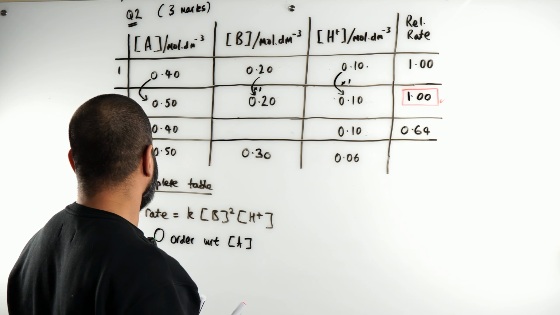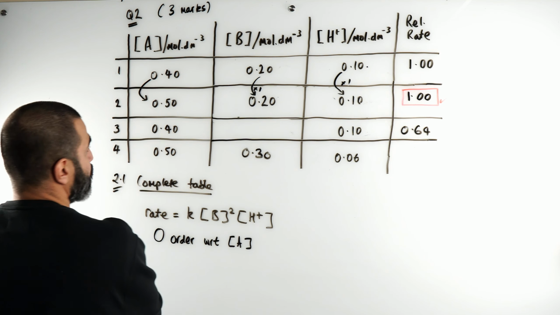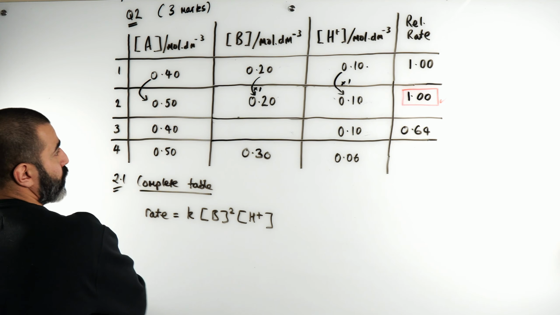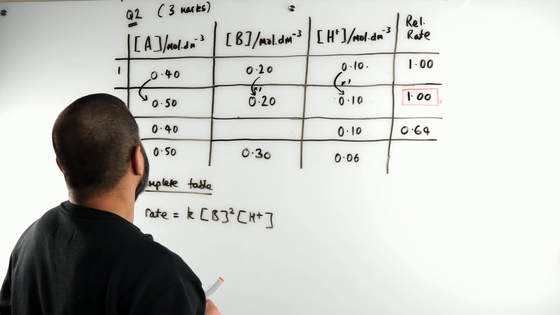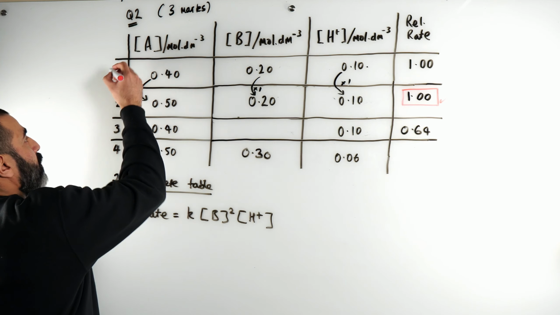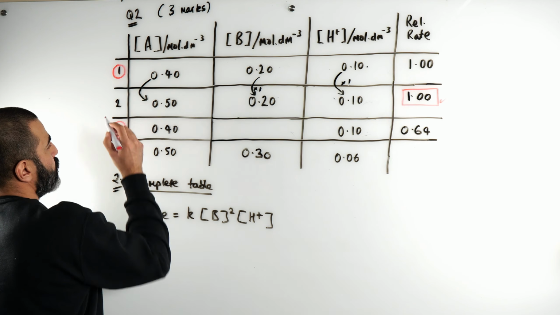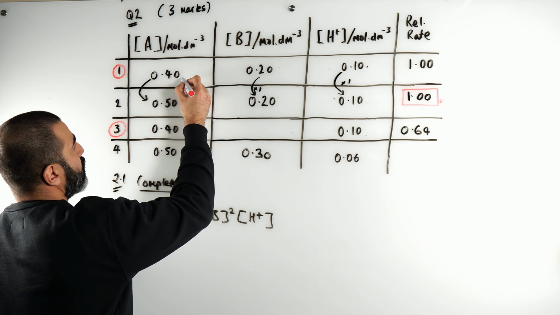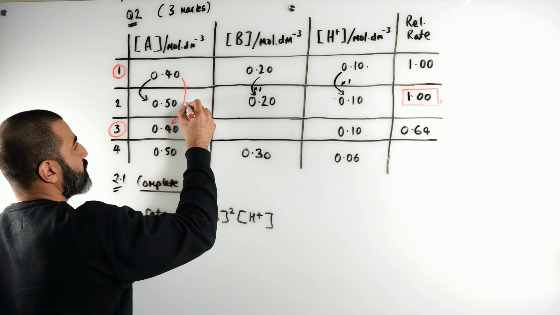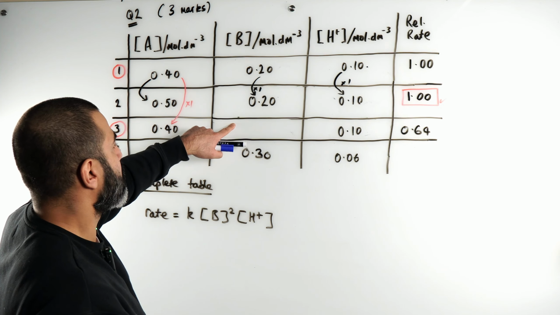So let's have a look at the next box that we have to fill in. So this one's slightly more tricky, but let's just go through this systematically. So what we're going to do is we're going to compare runs number 1 and runs number 3. So in 1 and 3, the concentration of A is being held constant. Okay, that doesn't even matter for our answer here.